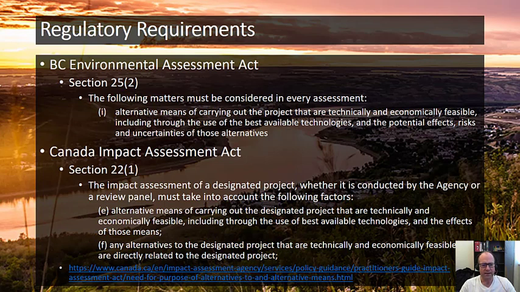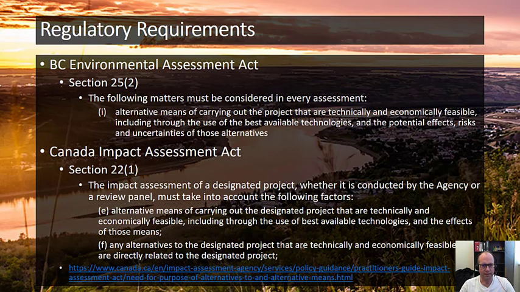The Canadian Impact Assessment Act has something similar, and I won't read it because it's almost identical, but it basically says you must do an alternative means, but it also has an alternatives to. This is in the federal requirement, but not the provincial. So any alternatives to the designated project that are technically and economically feasible and are directly related to the designated project, this is something that must be considered.